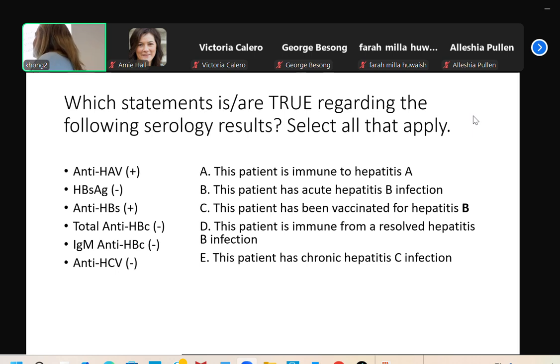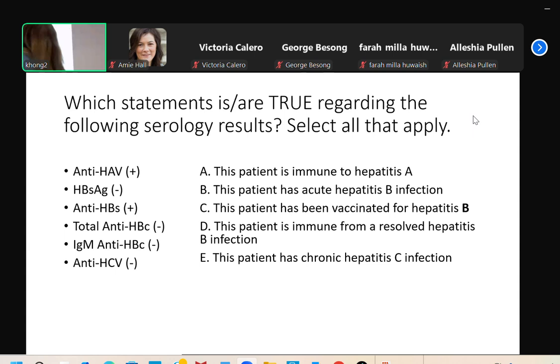All right, so Hep A antibody positive indicates immunity. Hep C antibody negative indicates non-infection, right? So A is true, E is not. Remember, there is one more piece to the Hep C diagnosis, but if it's negative, you're done. You do not further test.